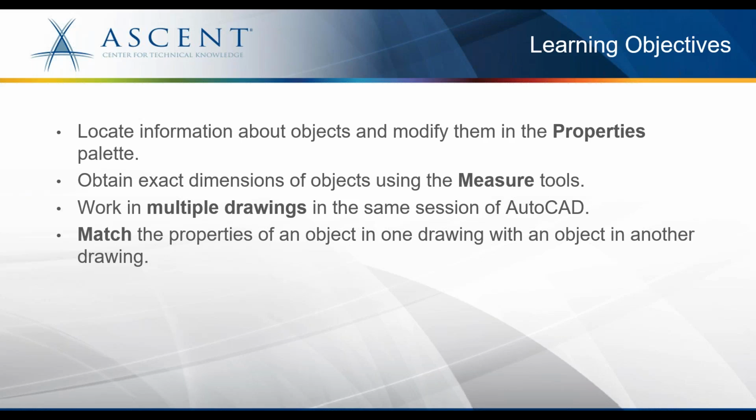The third objective is about working in multiple drawings and how to float one drawing such that we can either position them side by side or even make use of 2 monitors by having 2 different drawings displayed separately. This is really useful when we have to copy information from one drawing to another one. And finally, the fourth objective, we will make use of the floating window and match the properties of objects in one drawing with the objects in another drawing.